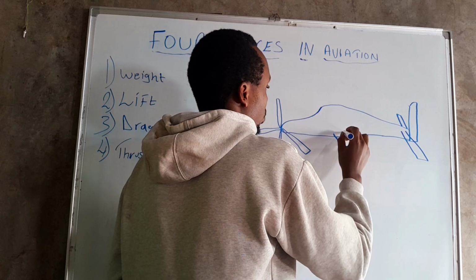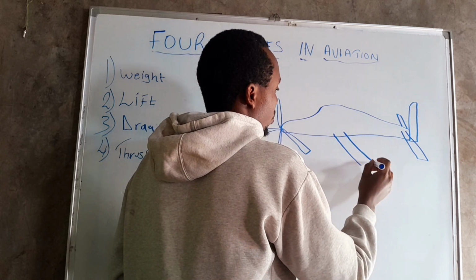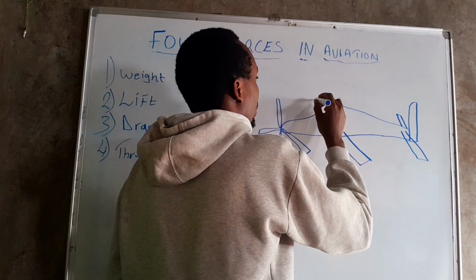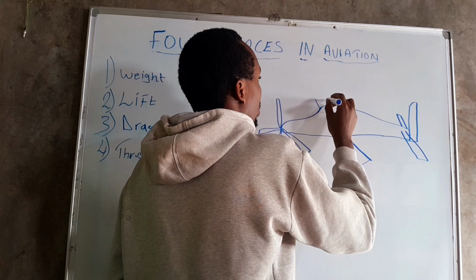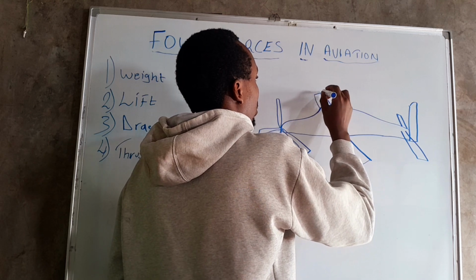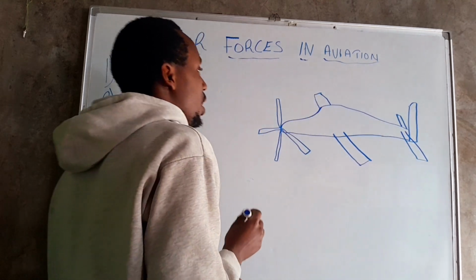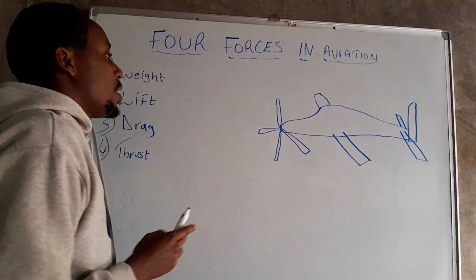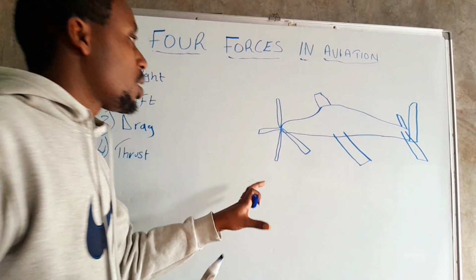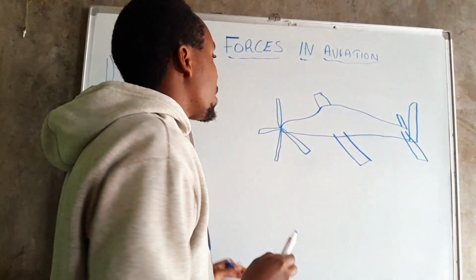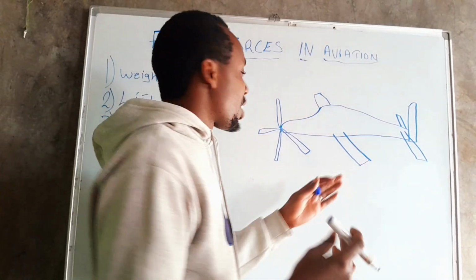And we have the wings of an aircraft. These are the wings. So those are the wings of an aircraft. Yeah, so this is just a small sketch of how it looks. But I guess you are all familiar with this.